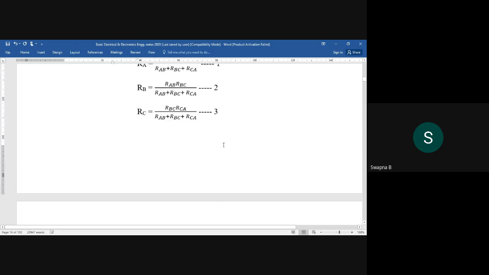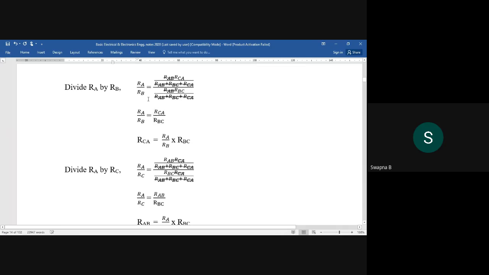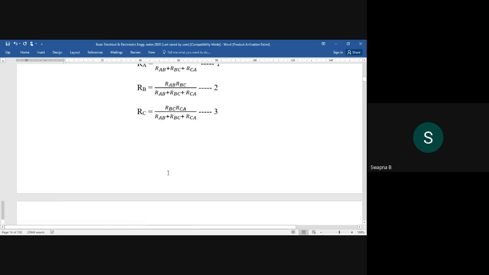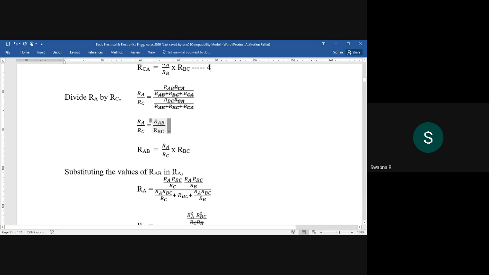Okay, see, I am going to calculate Rab, Rbc and Rca, the delta connection. For this Ra by Rb equal to Rca by Rbc, I need the value of Rca. Hence, this Rbc goes to that side, means we will get Rca is equal to Ra by Rb into Rbc. Okay, mark this equation 4. Okay. Next, divide equation 1 and 3. Ra by Rc. So this right hand side we will divide.